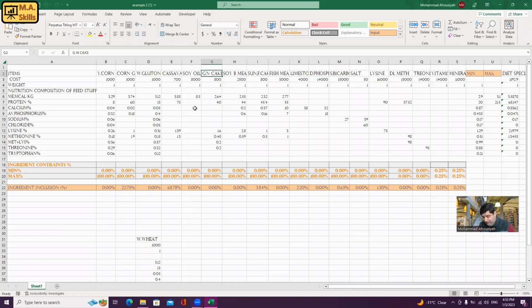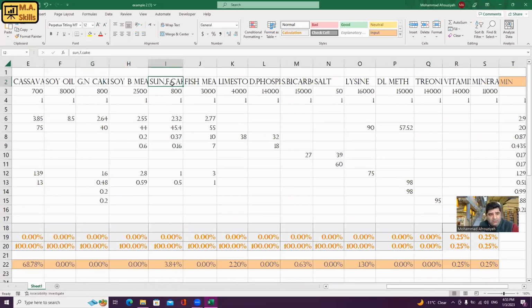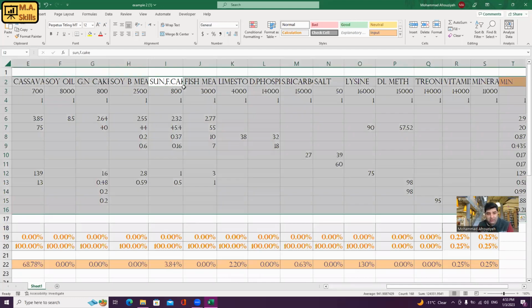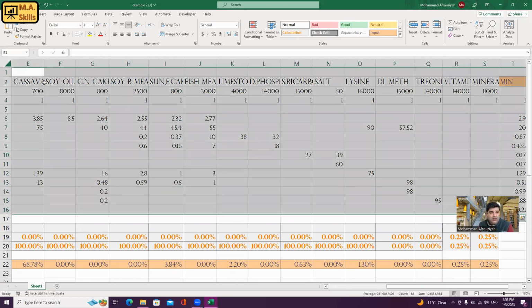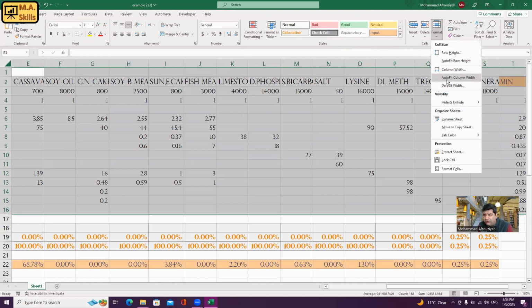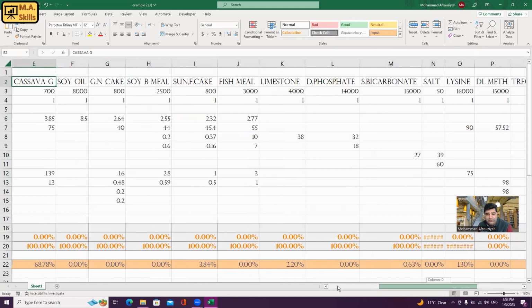See, when you are working on a spreadsheet, look at here, for example, it says sunflower cake, right? But you can't see the complete words. You can just select all the columns, and then from format, here on the home tab, from format, you can choose auto-fit column width. Now you can see every single ingredient clearly. Okay.